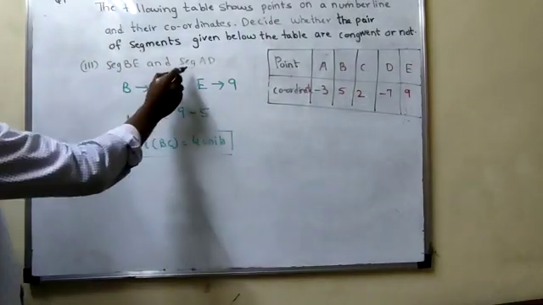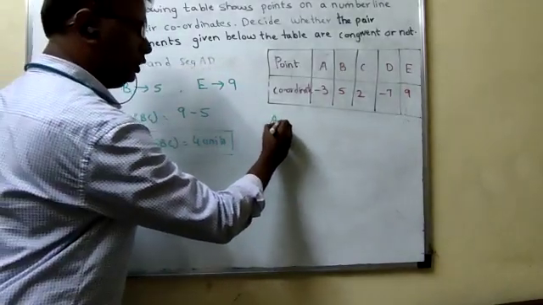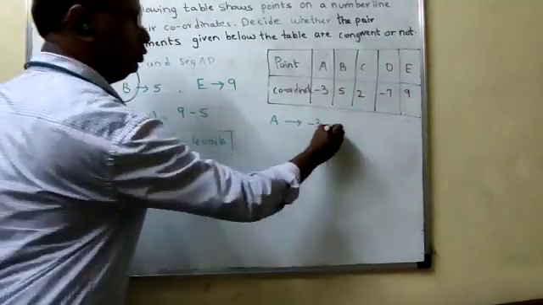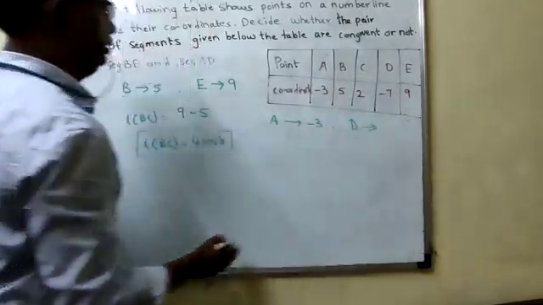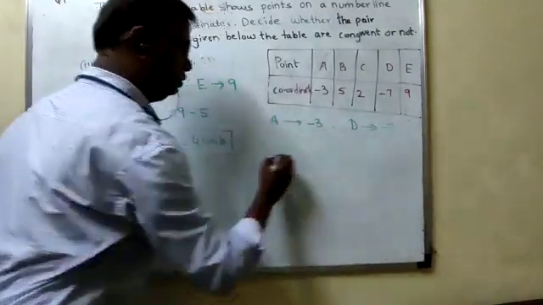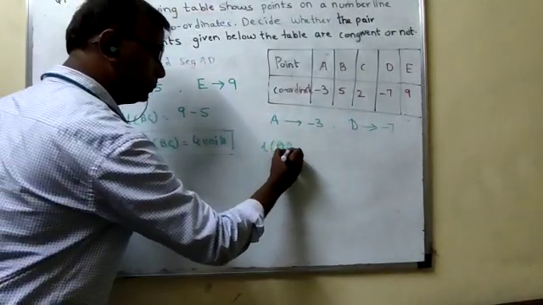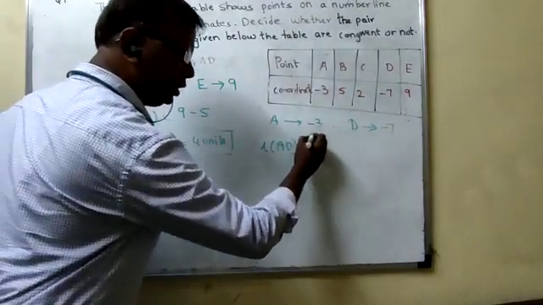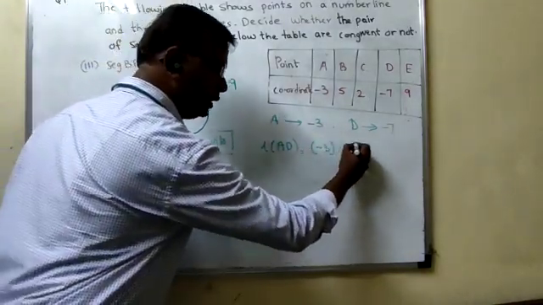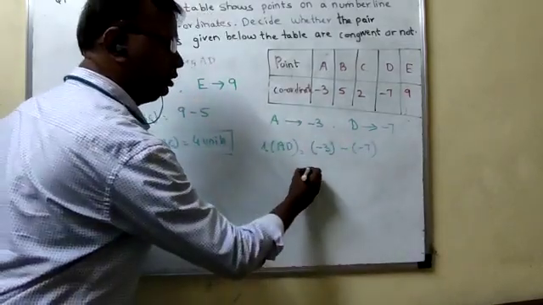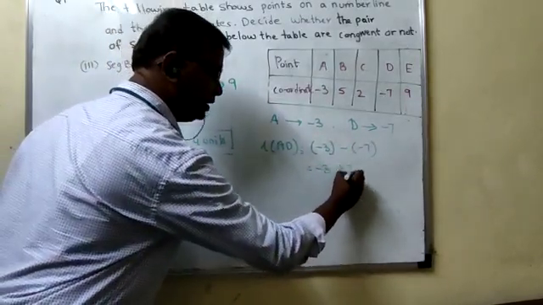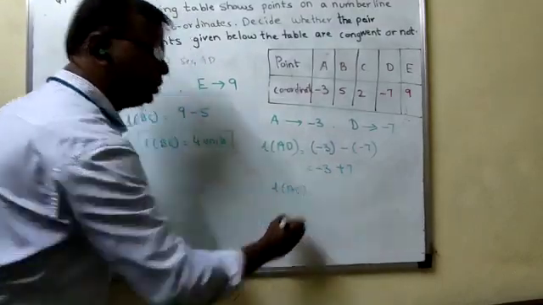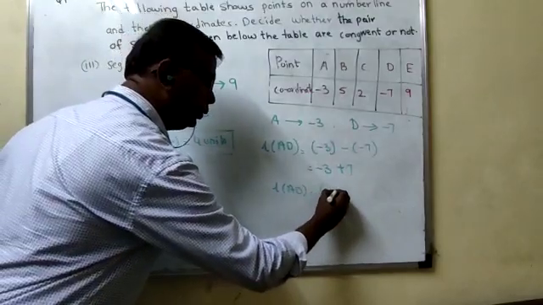Then you have to find the length of AD. What is the coordinate of A? -3. What is the coordinate of D? -7. So the length of AD, what is the formula? Larger coordinate. Which is the larger coordinate here? -3 minus of -7, that is -3 plus 7. Therefore length AD, what is 7 minus 3? 4 units.